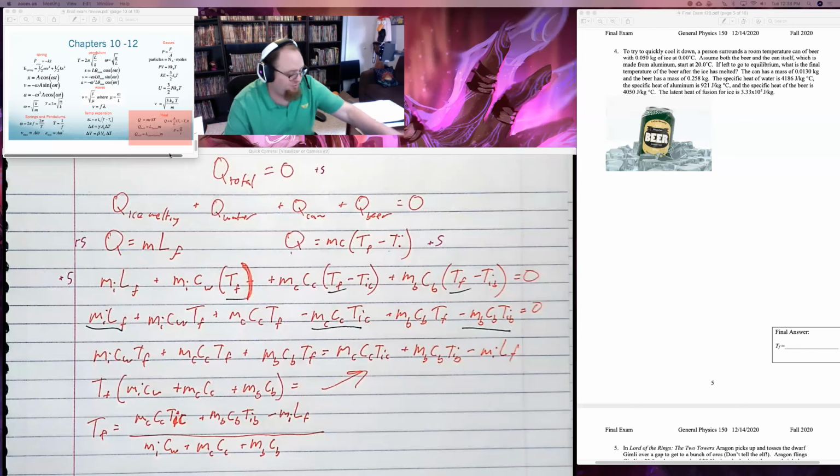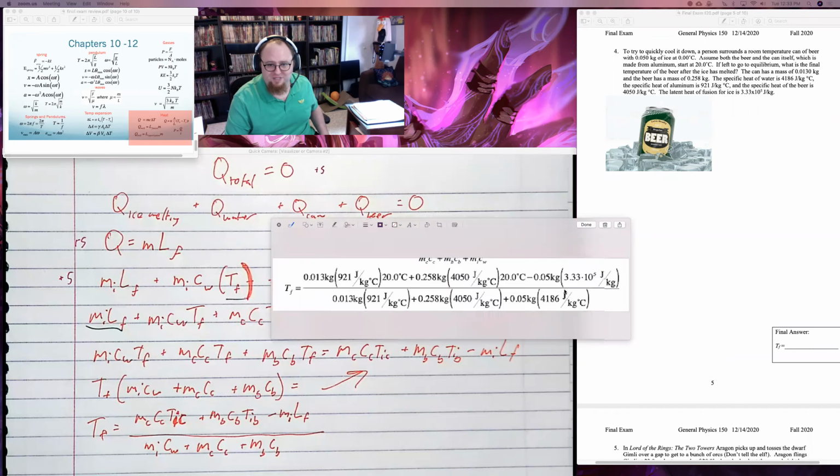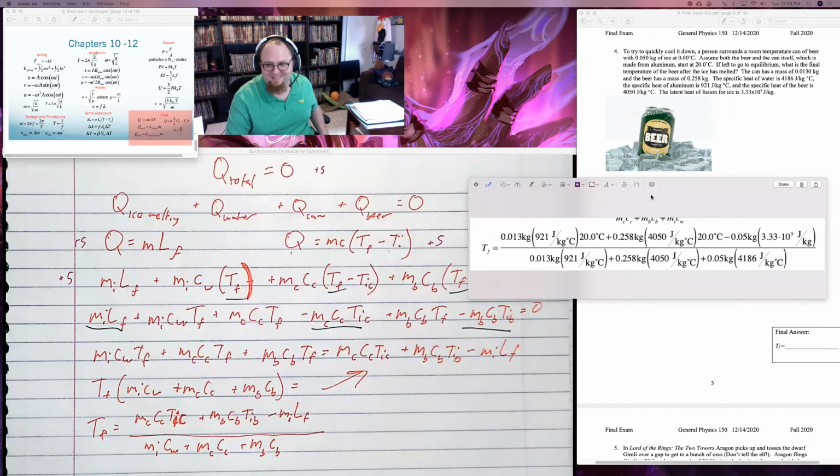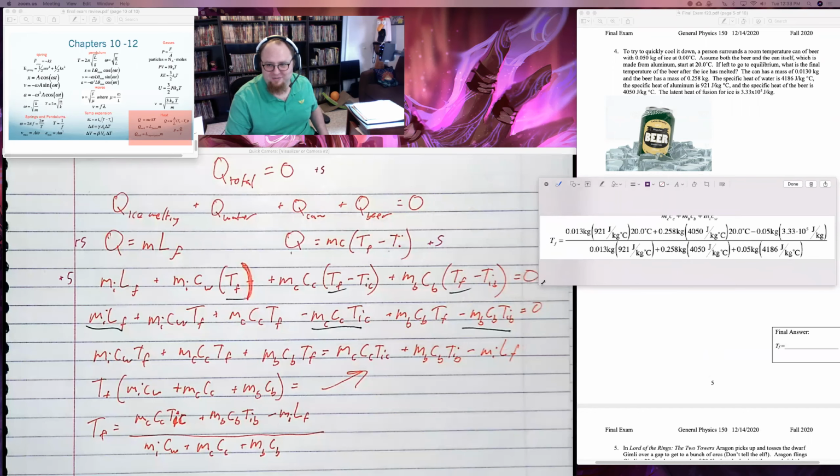I'm going to do something I normally don't like to do, but I want to try to get through more problems. I'll then plug all those numbers in. This is what happens when I go lazy about writing numbers out. And solve.